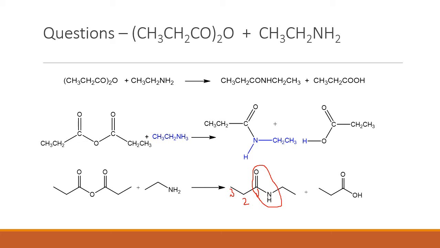But what is this other part? This other part here is an ethyl group. So we've got an ethyl group on a propanamide. We'd call this N-ethyl propanamide. N-ethyl propanamide. And then we've got propanoic acid.